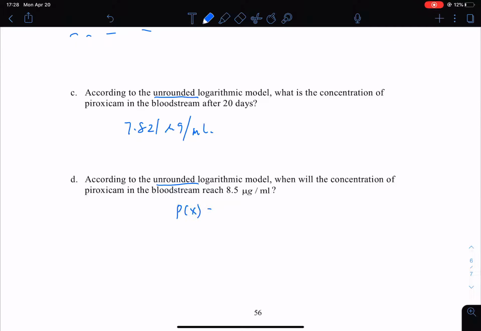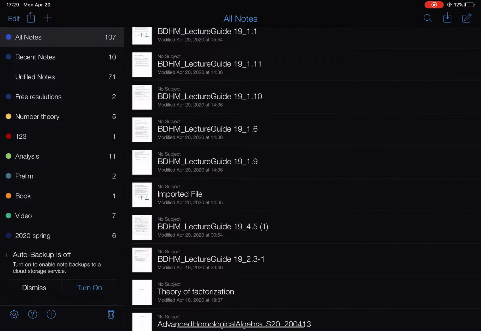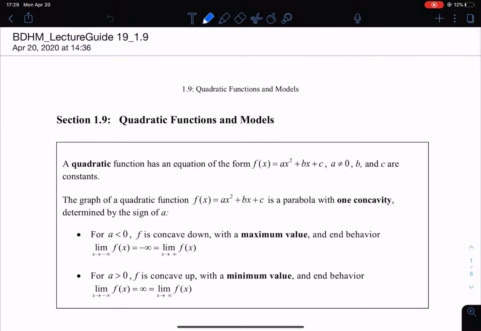And then example D just asks you to solve the equation. P of x is 8.5, and what is the x? So you use the math solver, and the x is 27.166. This is section 1.8. Next, let's review section 1.9.